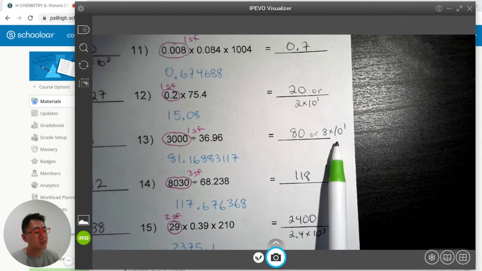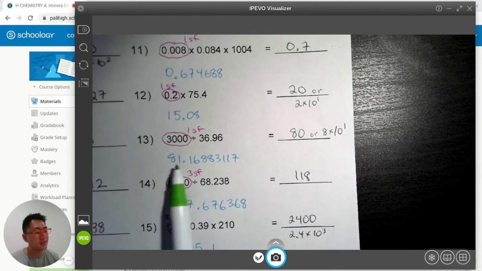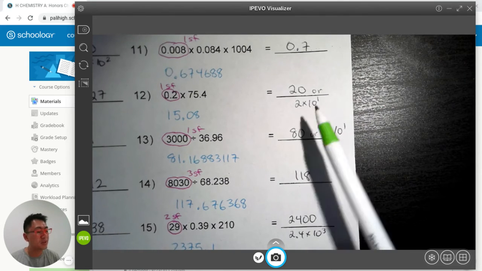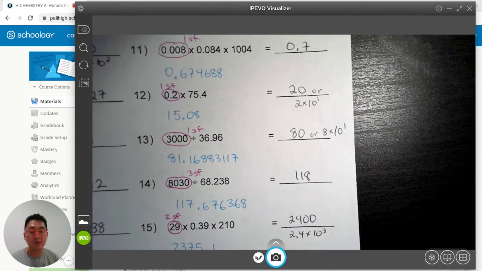3,000 divided by 36.96 is that number. 1 significant figure is 80, or 8 times 10 to the 1. Again, scientific notation or regular, they're both 1 sig fig either way. Number 14, 3 significant figures there. Round this to 3 digits. 117.6 rounds up to 118.